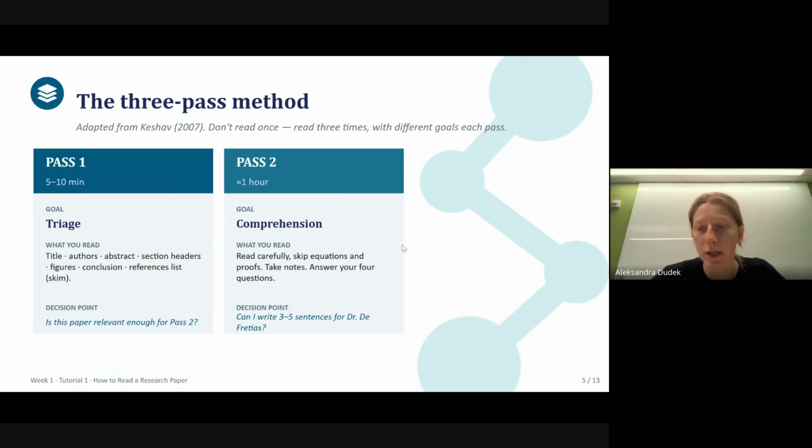Pass 2 should take you about an hour. So again, now you're sitting and dedicating a little bit more time to this. And your goal here is comprehension. So previously we checked, is this paper worth reading? And now we're basically saying, yes, this paper is worth reading. It's relevant and applicable. Let's understand actually what the person did.